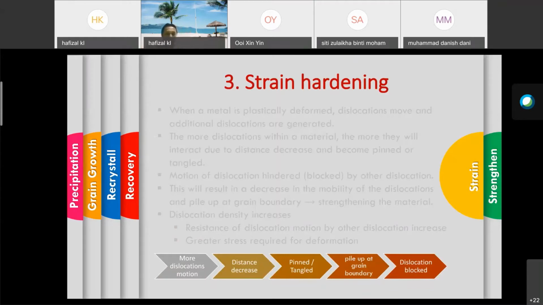In summary, if we have more dislocation motion, the distance will decrease because the tangle or pin between the dislocations takes place, and finally they will pile up at the grain boundary, and as a result the dislocation will be blocked.